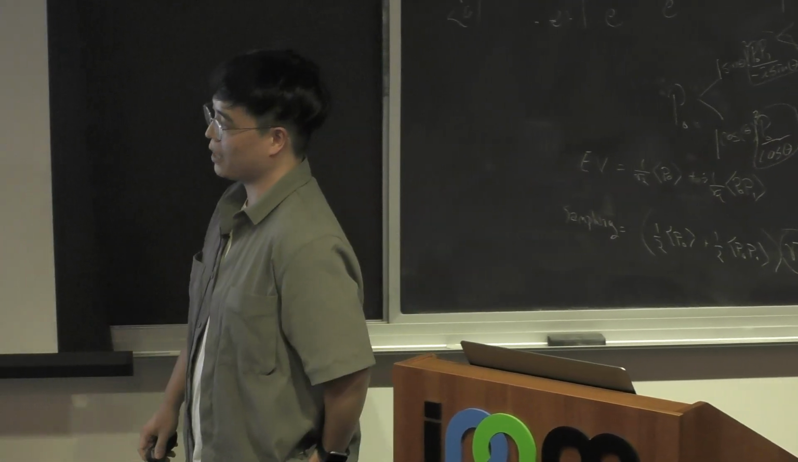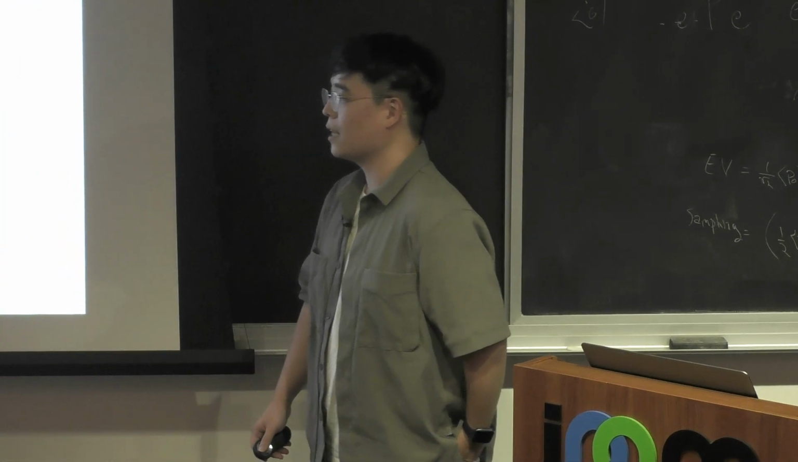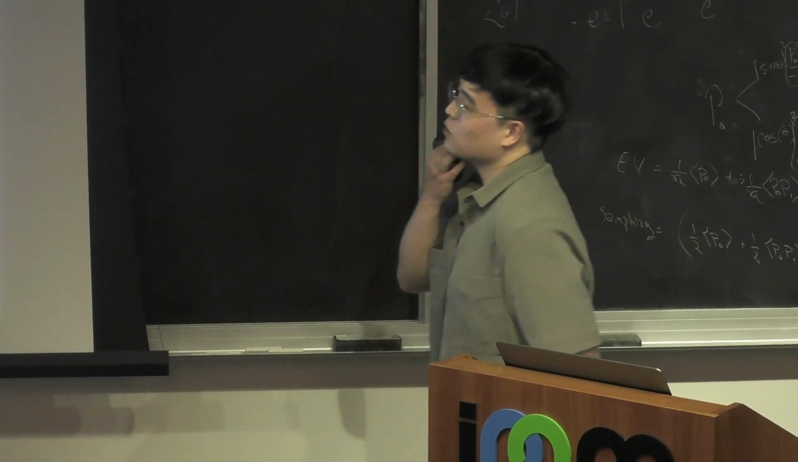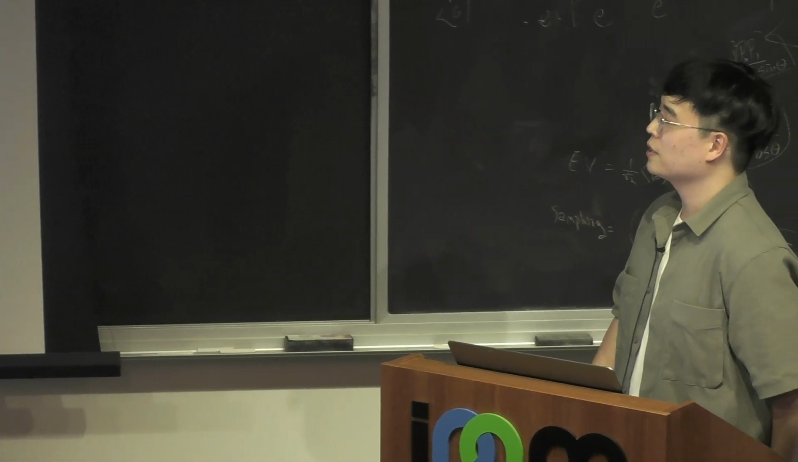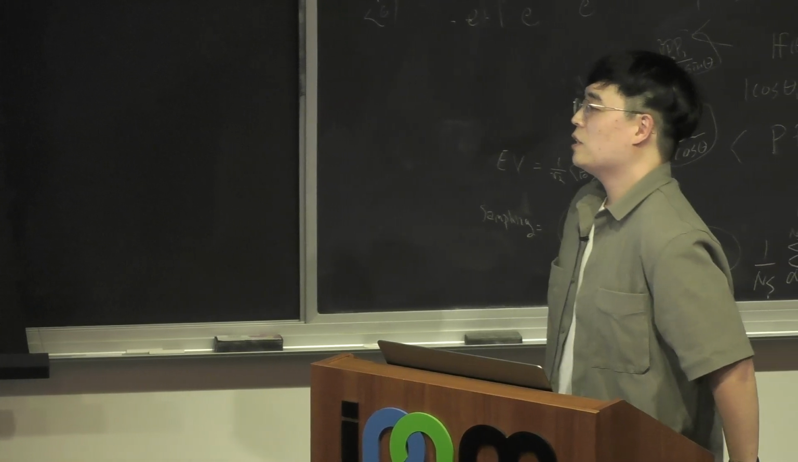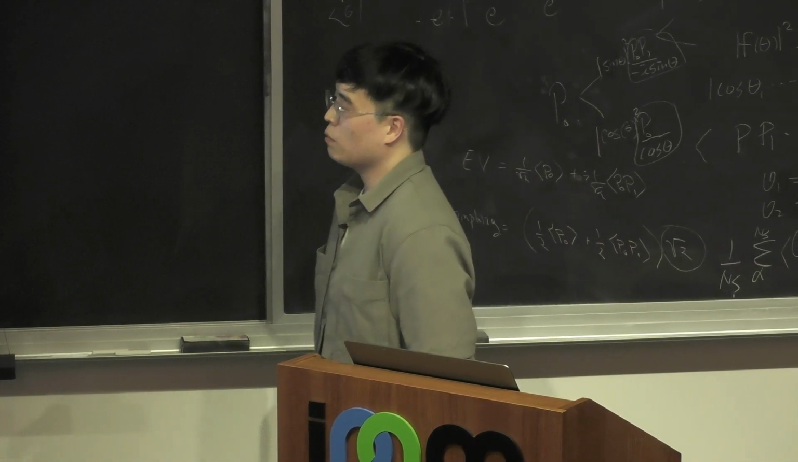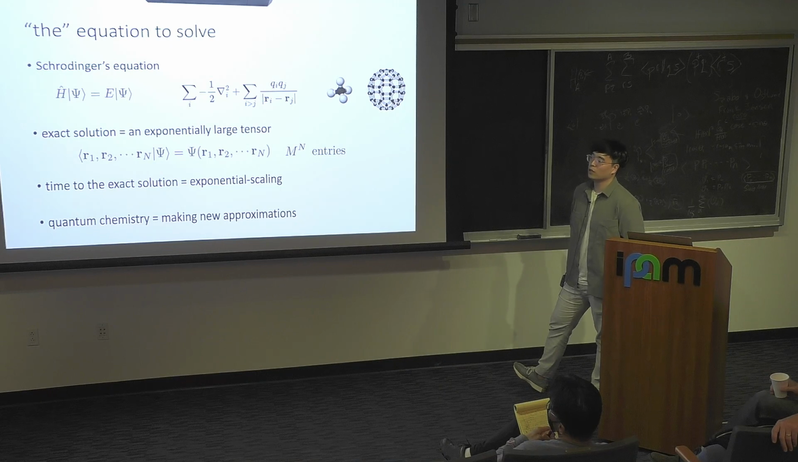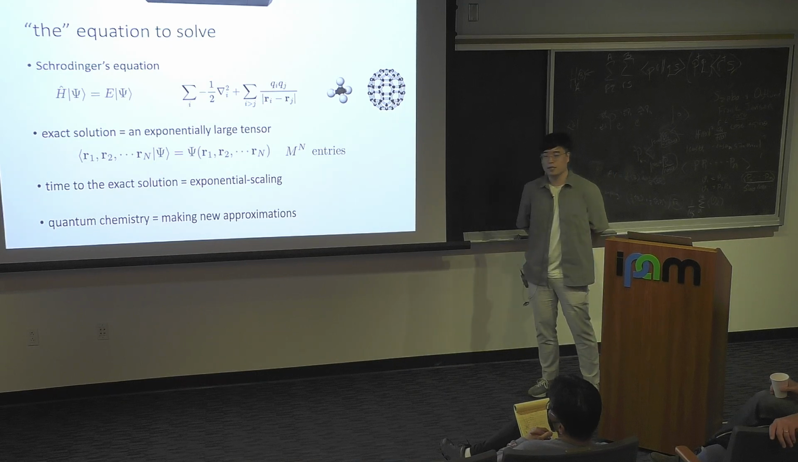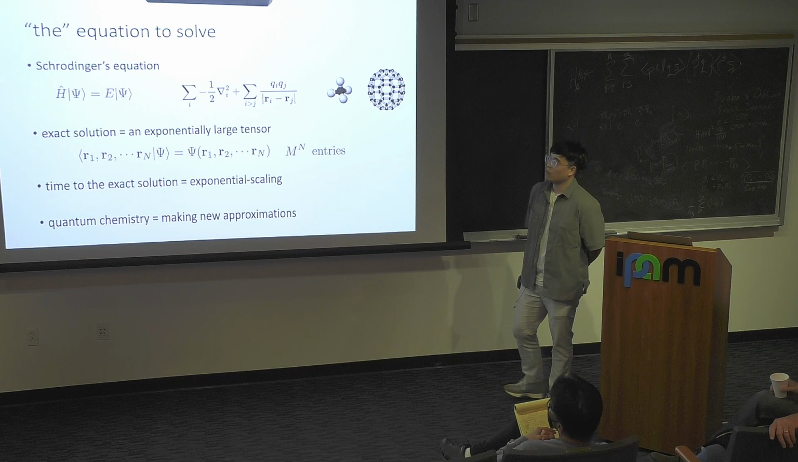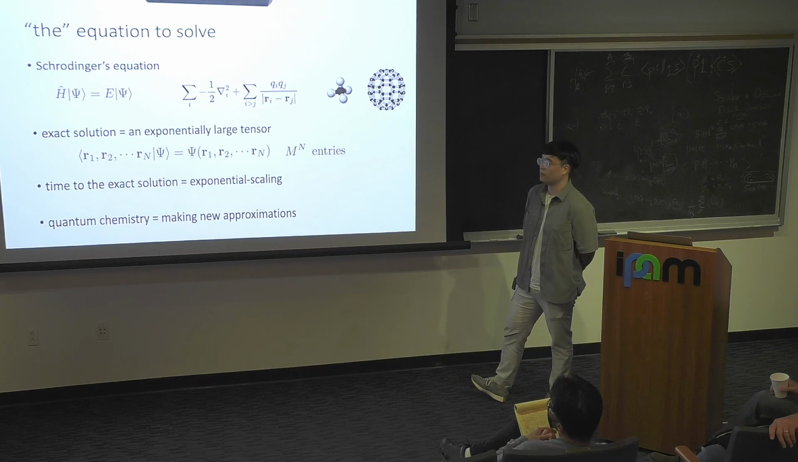The exponential bottleneck doesn't go away. It gets only harder. So the time to the exact solution is, of course, exponential scaling. And quantum chemistry is really all about making new approximations to avoid running into any of this exponential scaling, either in storage or the computational cost to the approximate solution.